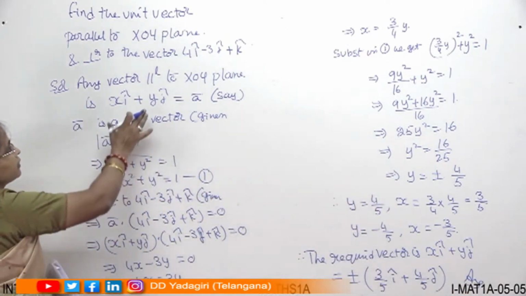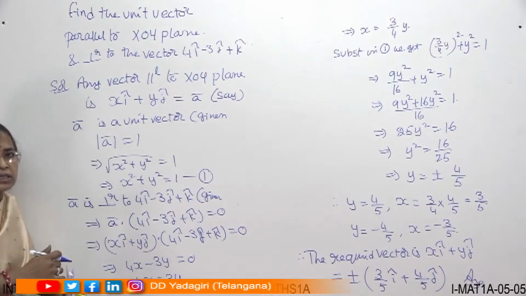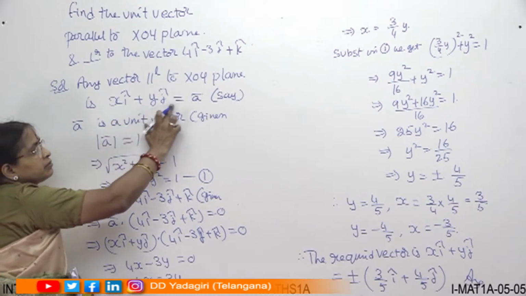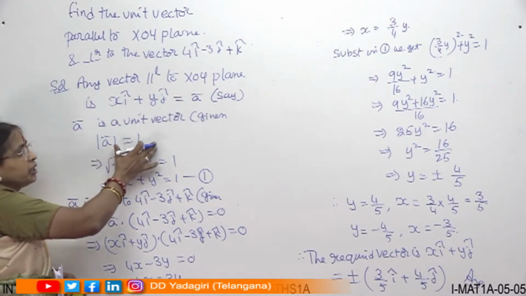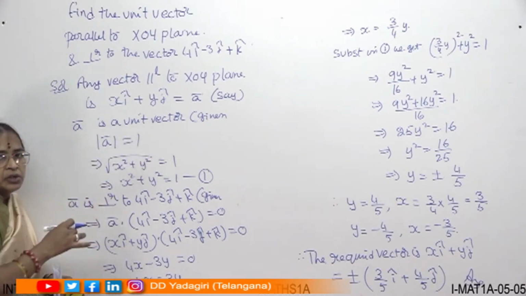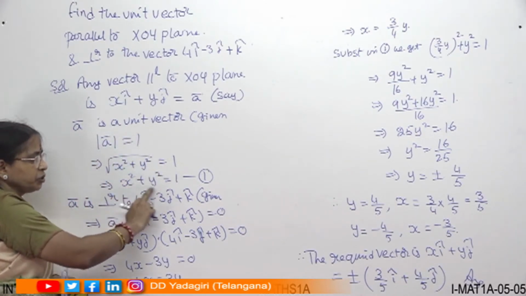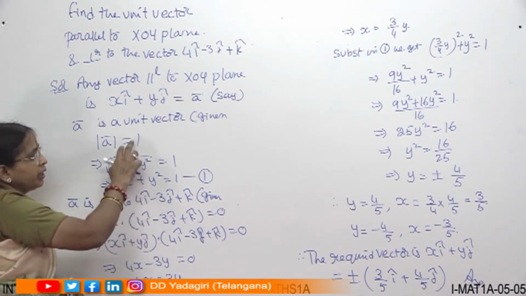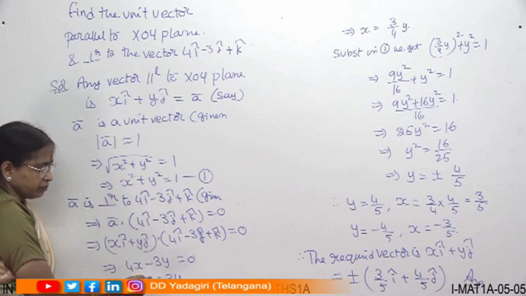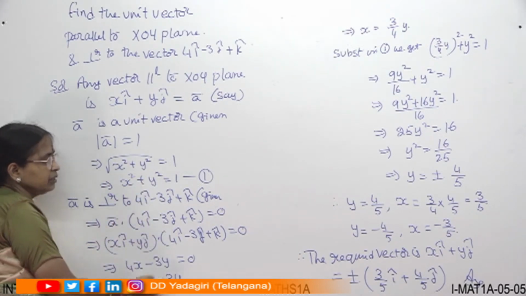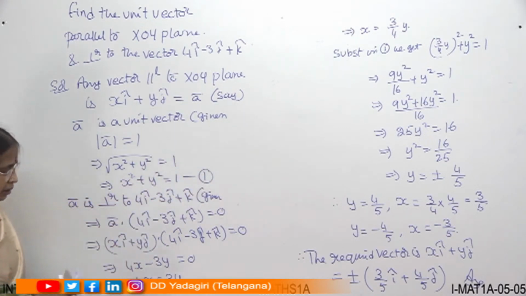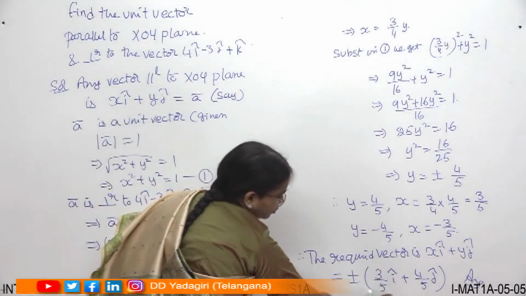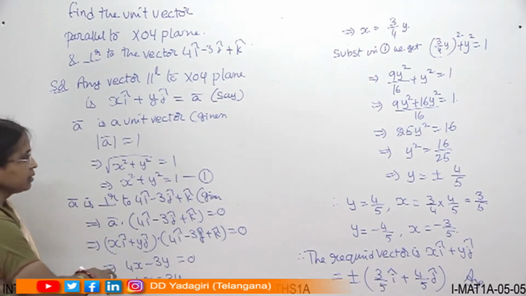If you understood, first take any vector parallel to the xy plane as xi plus yj, because it is parallel to the xy plane, z won't be there. Take that as some A, because it is a unit vector, mod A is 1. So you substitute and you will get this. It is perpendicular, so the dot product is 0. So you are getting two equations in x and y. Solve them. Because you have squares, you find out x and substitute, and then your answer is plus or minus (3 by 5 i plus 4 by 5 j). So like this we'll do the problem.